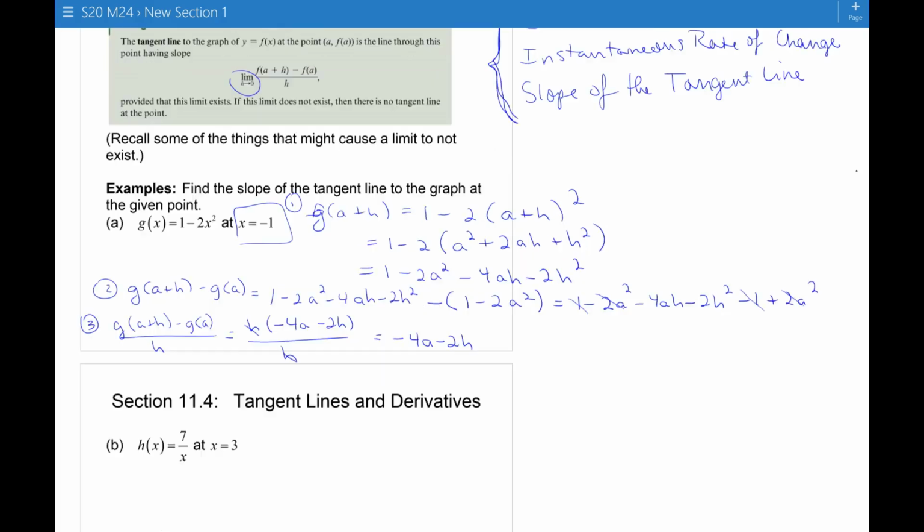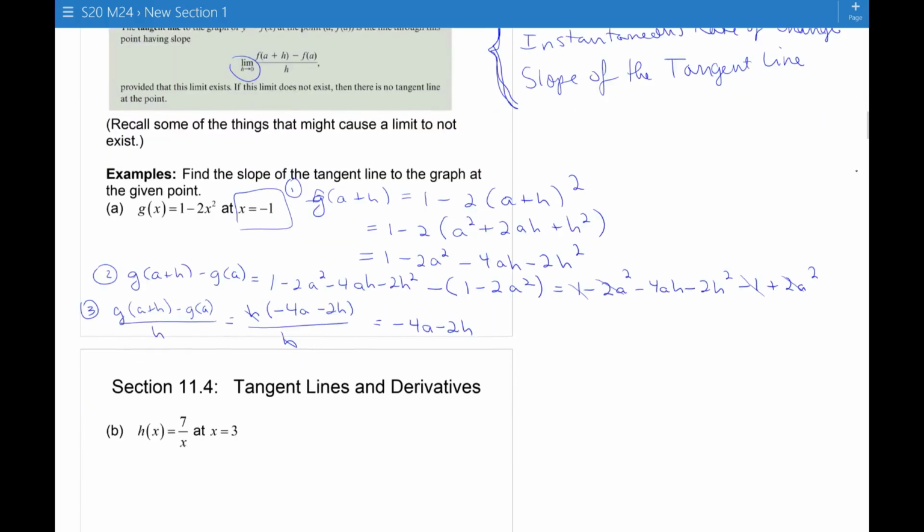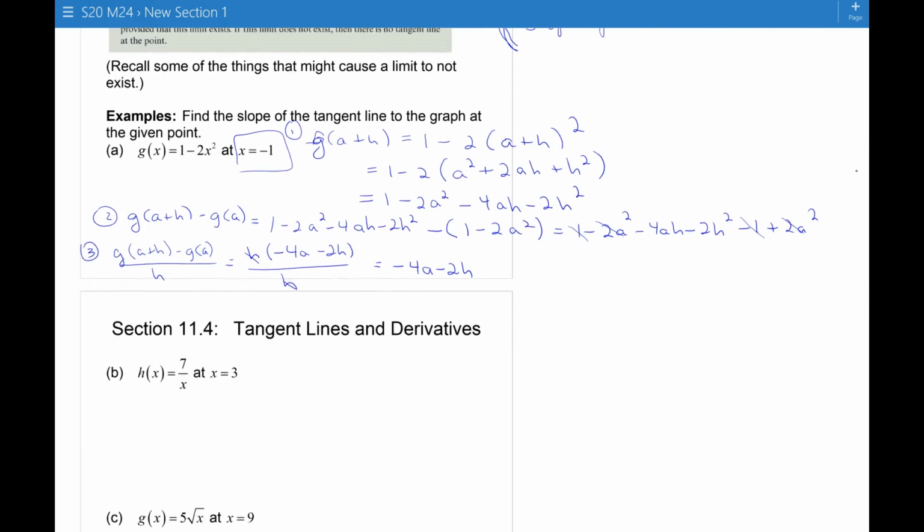So this is the three things: the difference quotient, the average rate of change, and the slope of the secant line. Now when I do step 4, I'm going to do the limit as h goes to 0 of negative 4a minus 2h. Well, the h is going to 0, and making it 0 doesn't cause any problem, so we plug it in if that works, and we get negative 4a. If I asked you what the instantaneous rate of change is, now you would say it's negative 4a.